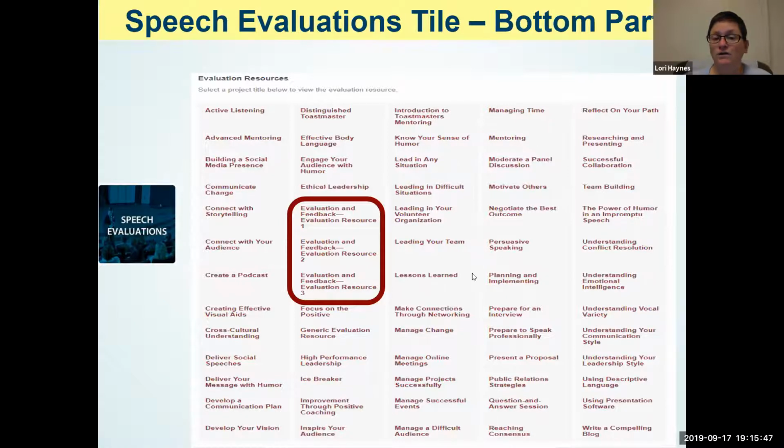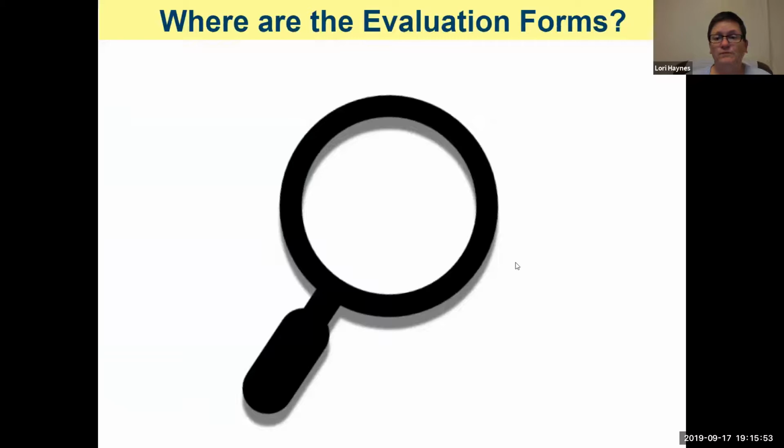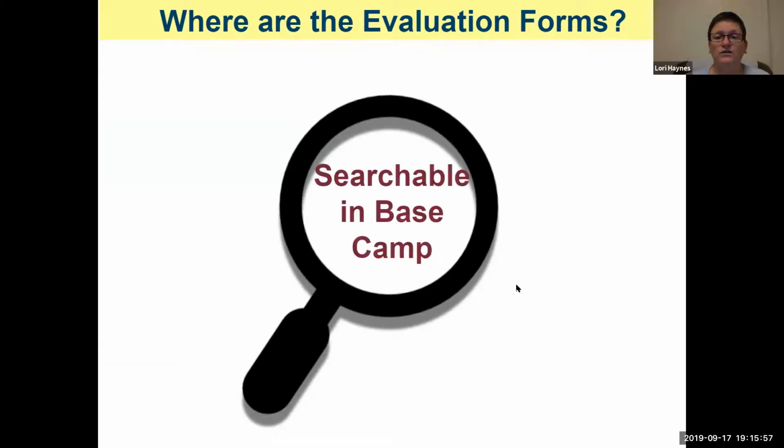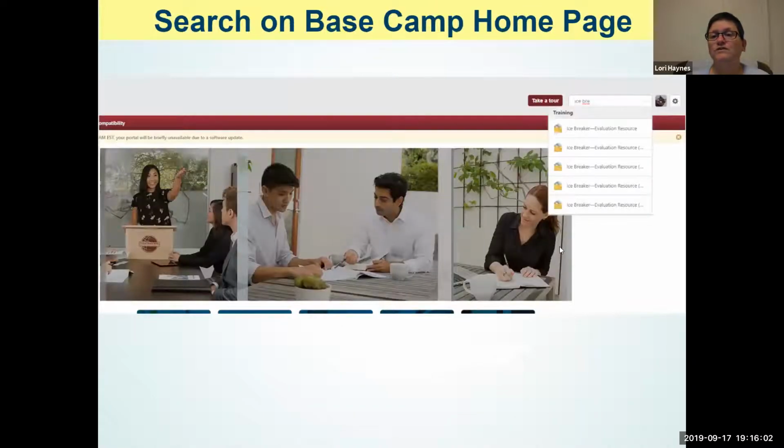So you can get all of the evaluation forms right here on the Speech Evaluations tile. Well, guess what? We can find the evaluation forms somewhere else. You can search for them in Basecamp. If you didn't know you can search in Basecamp, there's a search bar in the upper right corner of Basecamp, and you can start typing a project name. And here we see I started typing Icebreaker, and there's the evaluation resource, plus it's in other languages.